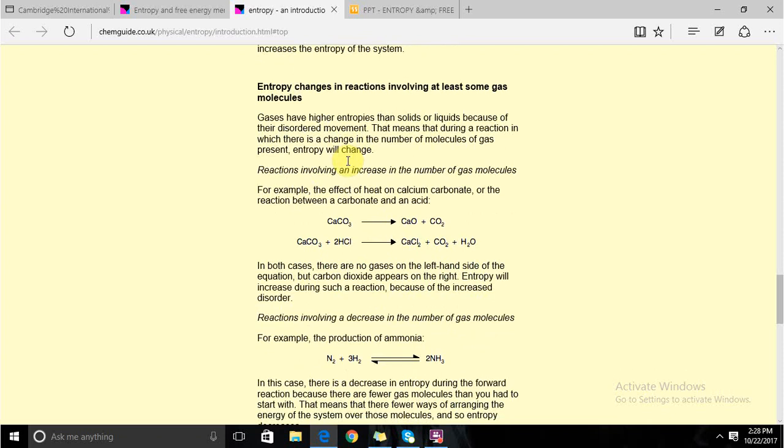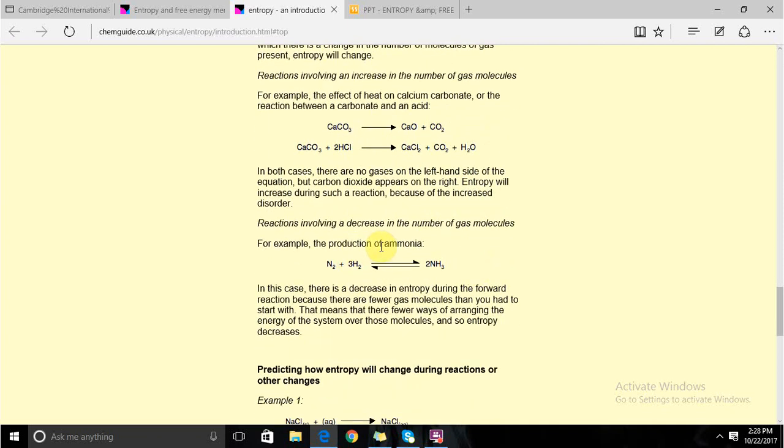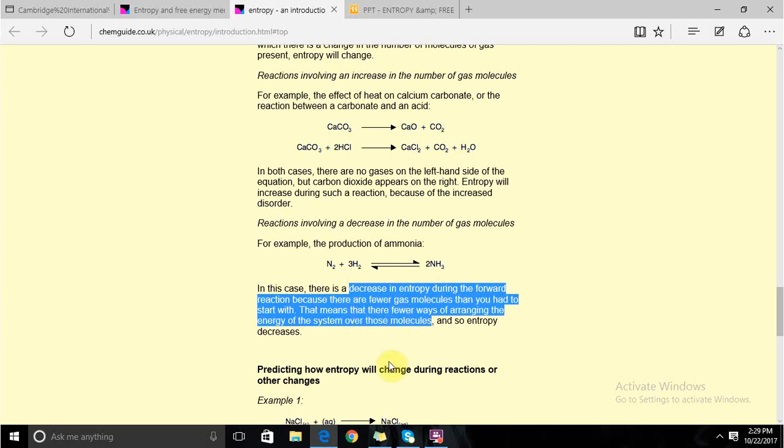Heat on calcium carbonate, between a carbonate and acid. There are no gases on the left hand side, but one appears on the right. Entropy will increase because of the increased disorder. For example, in the production of ammonia, there is a decrease in the number of gaseous molecules and hence a decrease in entropy. There are fewer ways of arranging the energy of the system over those molecules, and so entropy decreases.